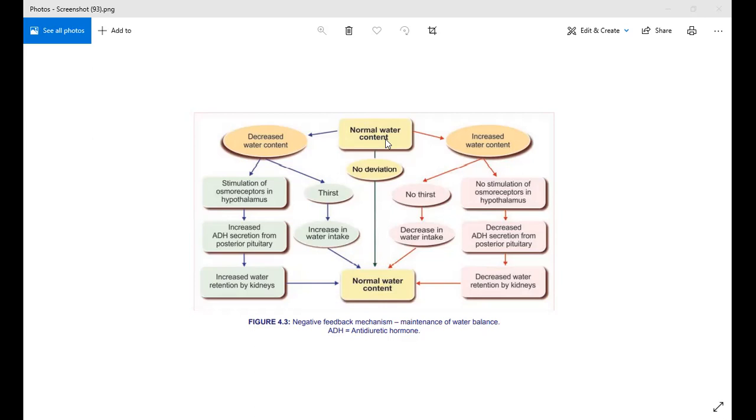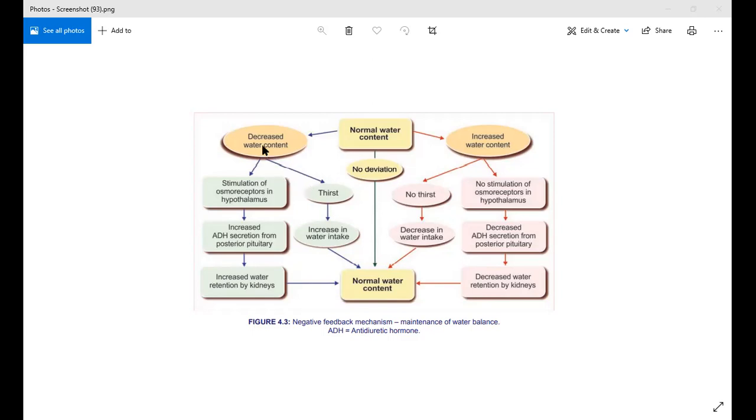Imagine that there was an increase in water content. Maybe you drank a lot of water, or it's very cold weather and you're not sweating a lot. What will happen? There will be no stimulation of osmoreceptors in the hypothalamus. Since there is no stimulation, it means there will be a decreased ADH secretion from the posterior pituitary, and that will lead to decreased water retention by the kidneys. So you have a normal water content. So you see that this side is the opposite of this side. So that is why it is a negative feedback.